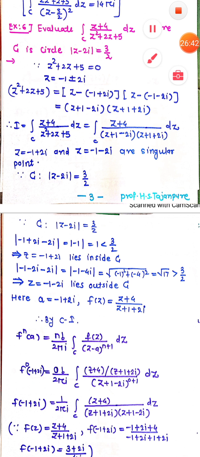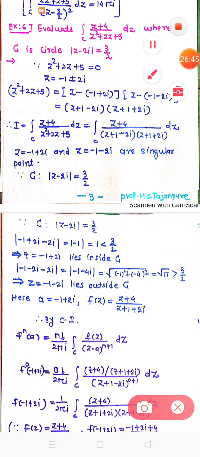Now the next example. In this example we have to evaluate the integration of (z + 4) upon (z² + 2z + 5) dz, where the curve is the circle |z - 2i| = 3/2. The very first step is to write the denominator in factor form. Just find the factors. You will get the roots as -1 ± 2i, and hence the factor form will be (z + 1 - 2i)(z + 1 + 2i).